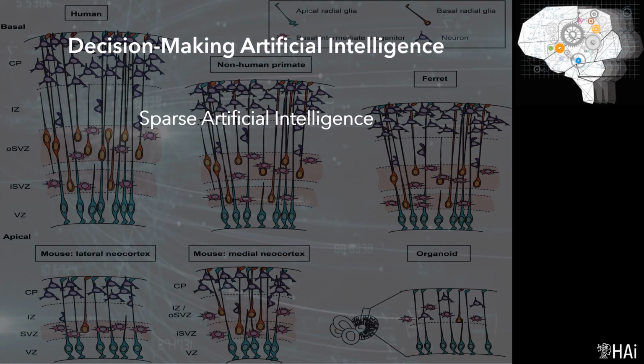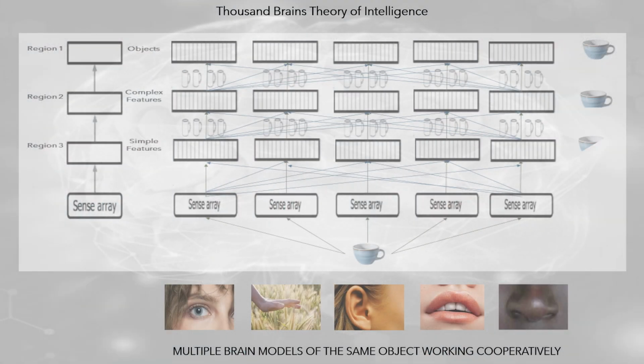Sparse artificial intelligence. Another important contribution of Hawkins is related to the multiple brain models of the same object working cooperatively. For example, to recognize an object, 5 models of that object can intervene, each of them generated by one of the senses that the human being enjoys. Complete knowledge occurs when the knowledge generated by all models in all layers are integrated.